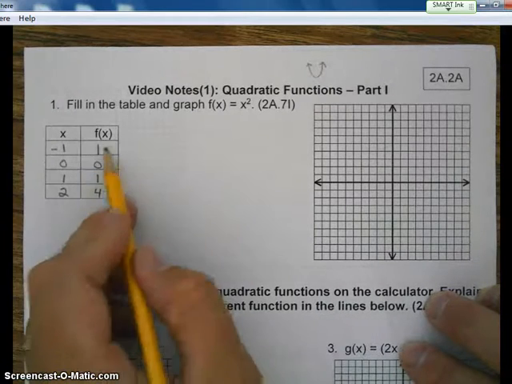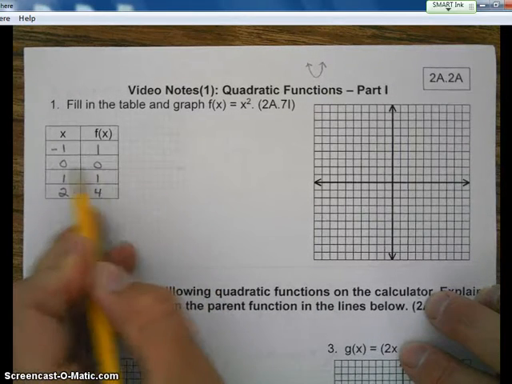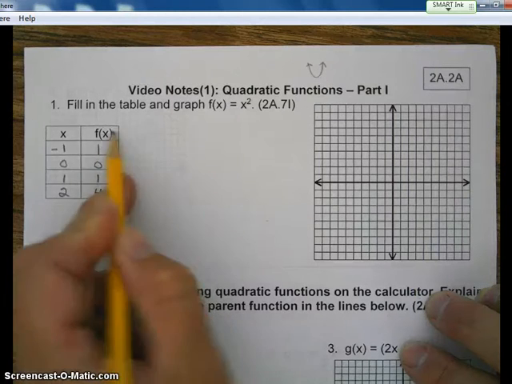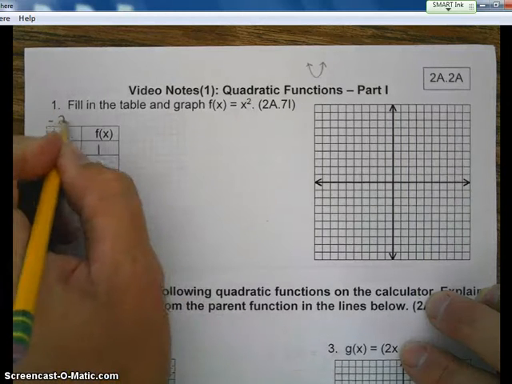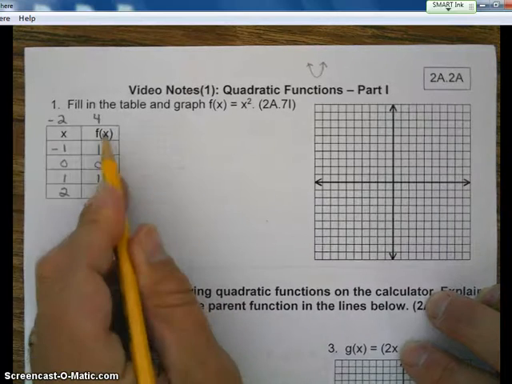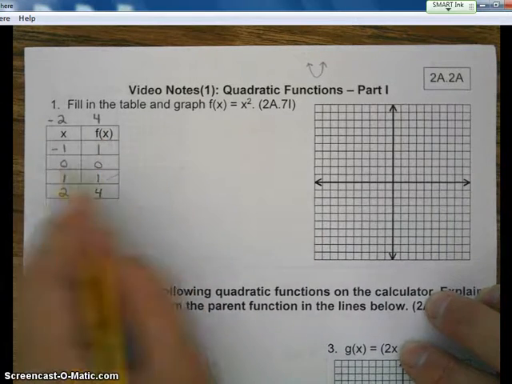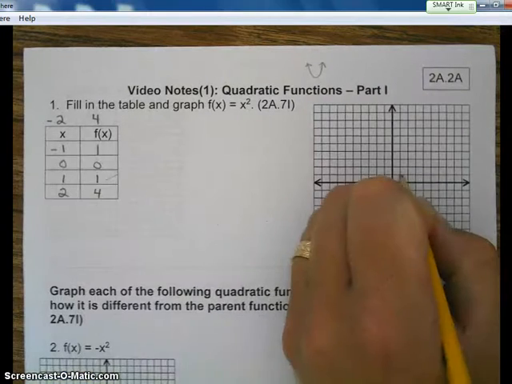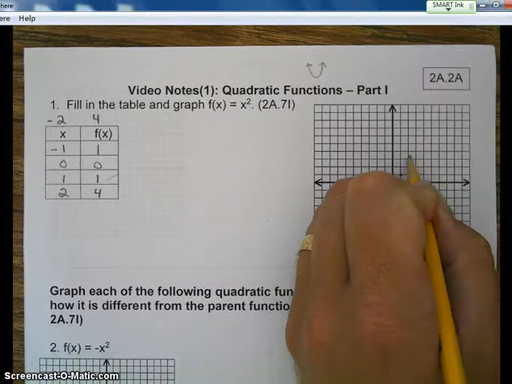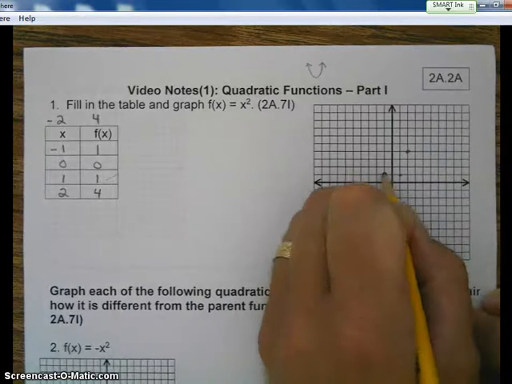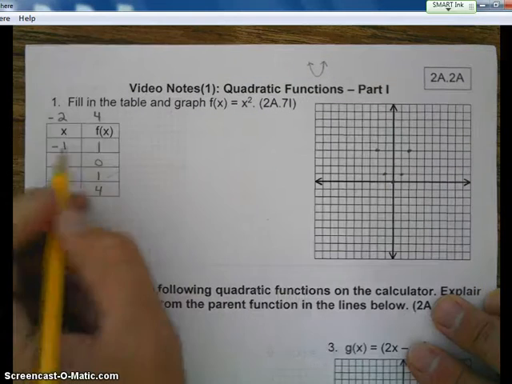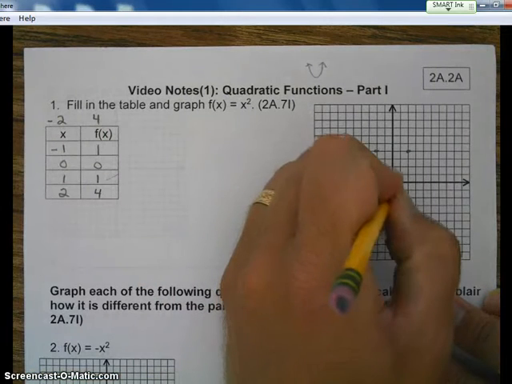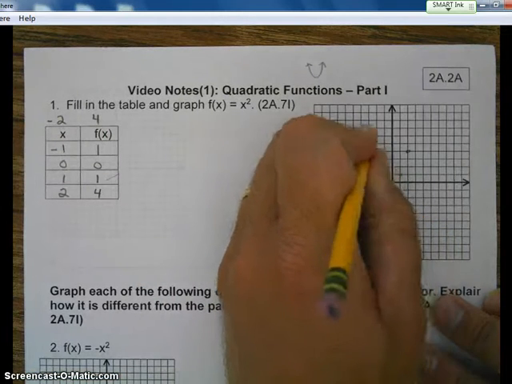Okay, notice the symmetry. Here is our vertex in the middle, and then we have 1 and 1, and then this would be 4, and if we did -2 on the other end, we'd also get 4. Graphing it, we have our vertex at 0, 0, then 1, 1. I just plotted those 5 points right here. So this is known as the parent function.